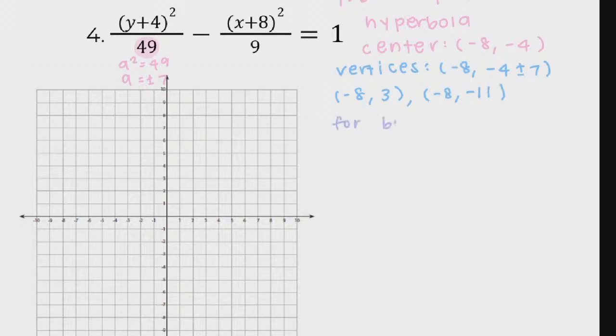Then we have that point for the box. That's going to be looking at the b squared value, or the b value. So b squared equals 9, and that means b equals plus or minus 3. So that means we're going to be changing the x coordinate plus or minus 3 from the center. So that's negative 8 plus or minus 3, negative 4. And that'll give us the points negative 8 plus 3, which is negative 5, and negative 8 minus 3, which is negative 11.